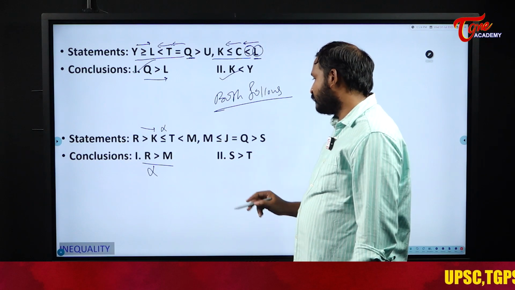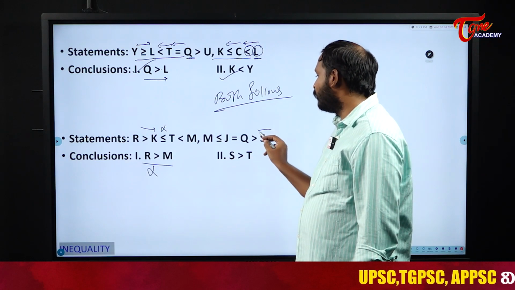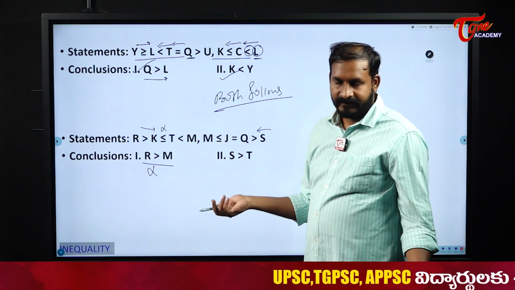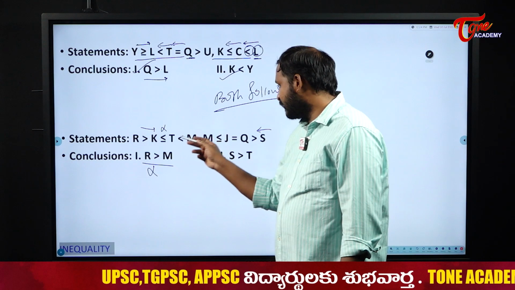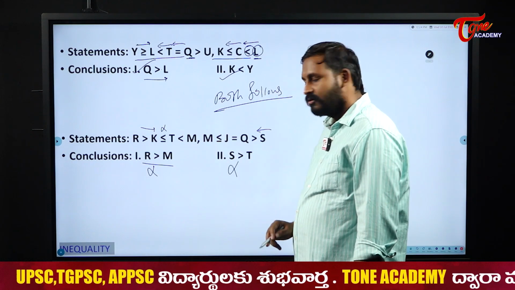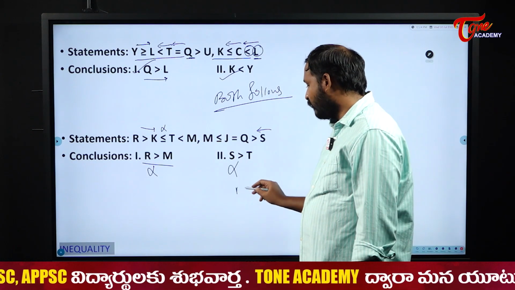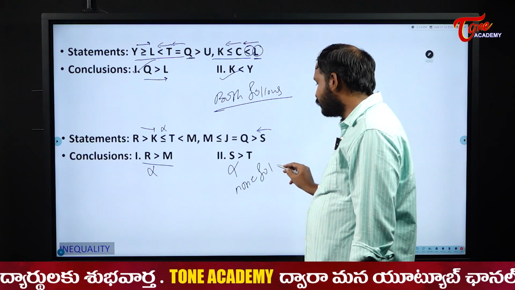Next, S to T I should travel. S was here, I cannot move from S in reverse order. Why? Because S is closed here. Is there any other place S do we have here? No. So this one is also closed. So here none follows. Understood, students?